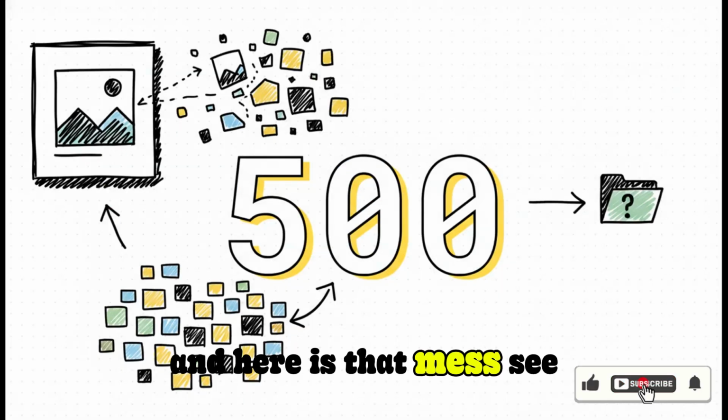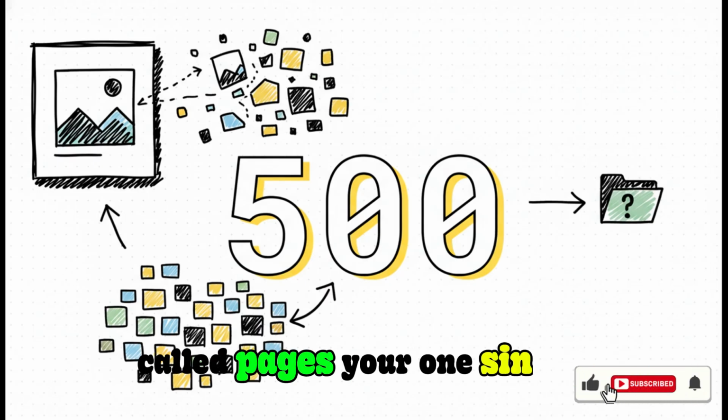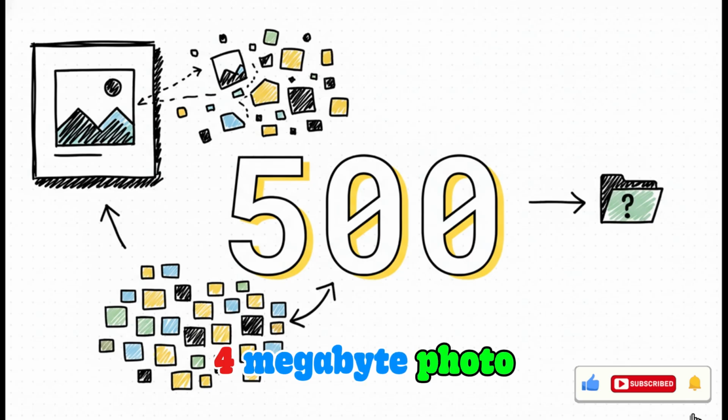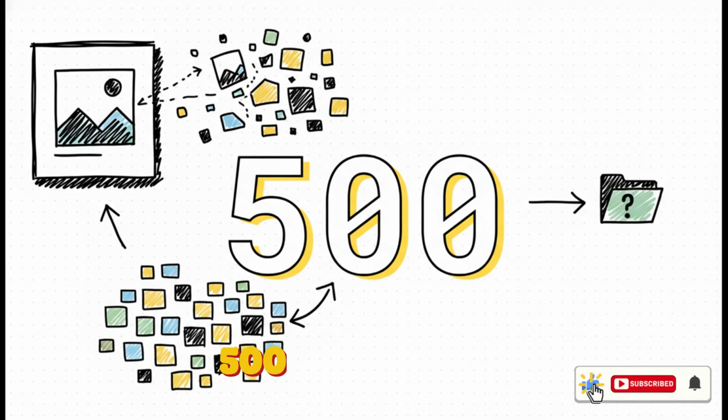And here is that mess. See, a database like Postgres breaks everything down into these little 8 KB chunks called pages. Your one single 4 MB photo gets shattered into a staggering 500 of these pages. That's a ridiculous amount of overhead for just one file.